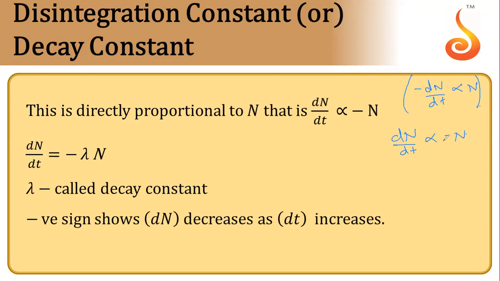To remove the proportionality sign, we have to introduce a proportionality constant, and that constant is represented by lambda, which is called the decay constant. So we have our equation dN by dt equals minus lambda N, where the negative sign shows that N decreases as t increases.